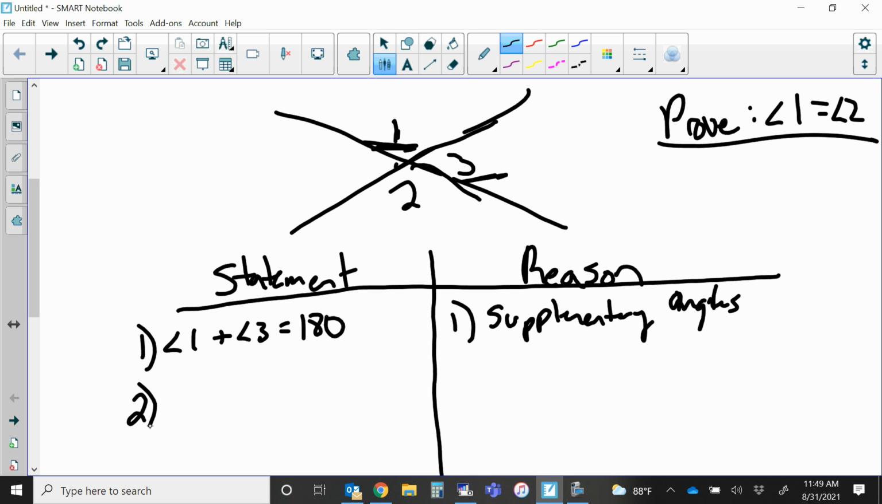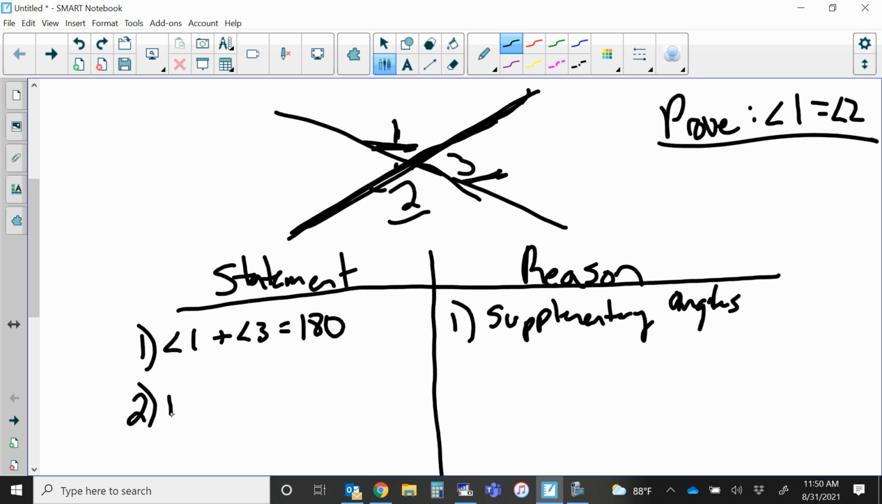2, just looking at the picture, what else do you know to be true? Kind of thinking along the same lines. Ready? What else do you know to be true? Angle 2 plus, yeah, angle 2 plus angle 3. What does that have to be?